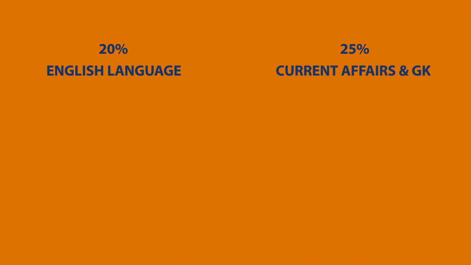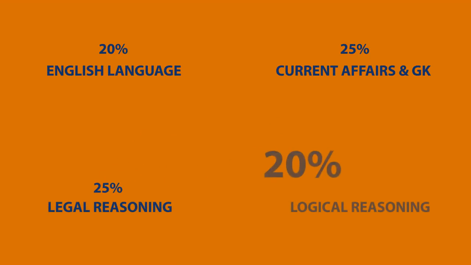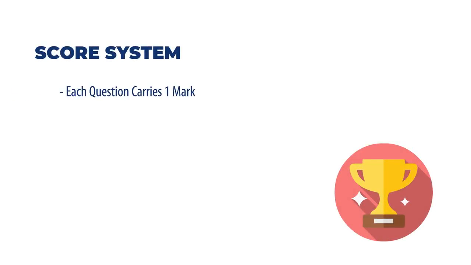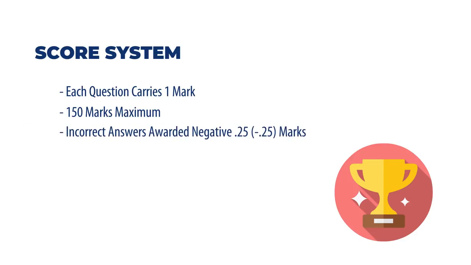Approximately 20% of those questions fall under the English language section, 25% under current affairs, 25% under legal reasoning, 20% under logical reasoning, and 10% under quantitative techniques. Each question carries 1 mark, making the maximum marks to be scored 150. For every incorrect answer, there is a negative mark of 0.25.